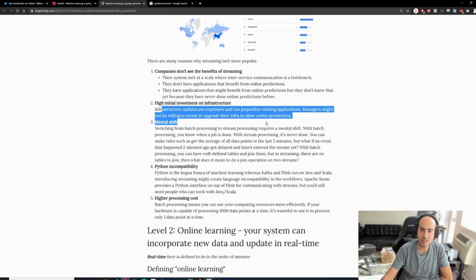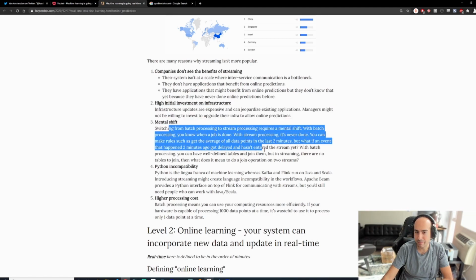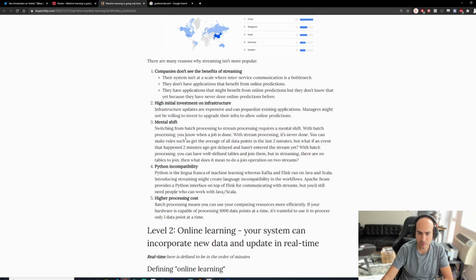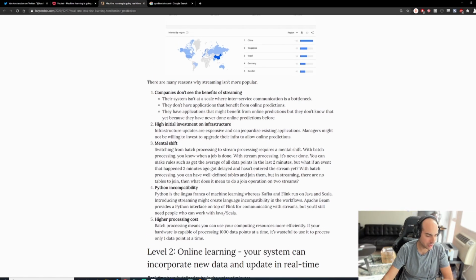I think she rightly points out that this does take a mental shift. There's no tables to join. You're working with streams, and you have to learn all this new Apache stuff. That's different, and you have to hire for these people. The managers have to understand the stack and be willing to speculate a bit initially.